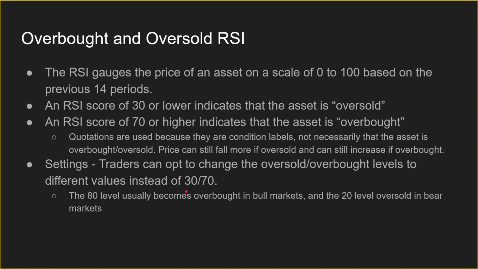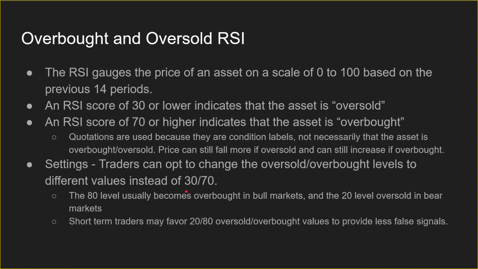That's up to you. Now, another thing to consider, short-term traders may favor the 20 or 80 oversold or overbought values when using different techniques on reading the RSI to provide less false signals. And we'll talk about different strategies and ways to utilize the RSI for trade signals in the coming slides.